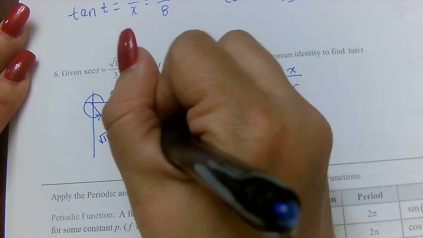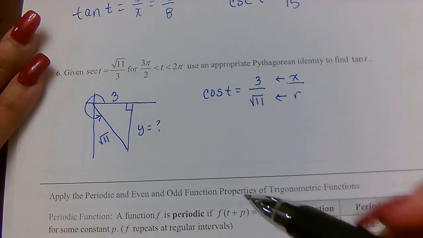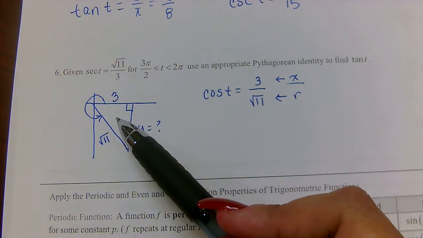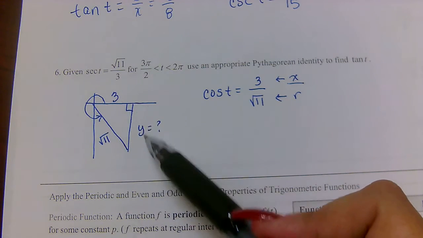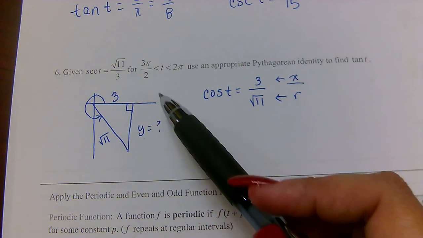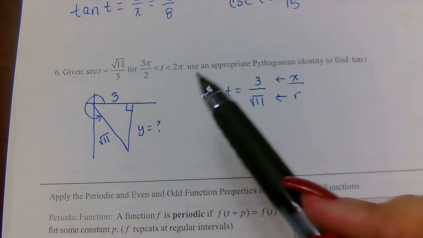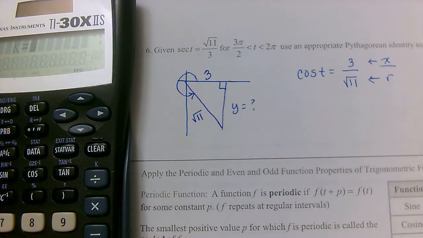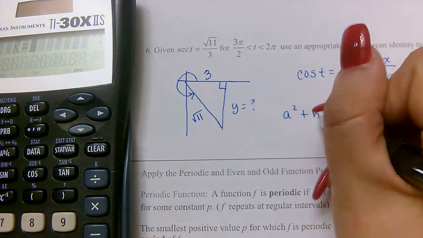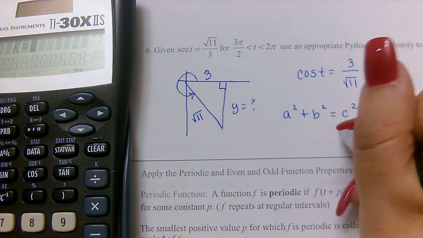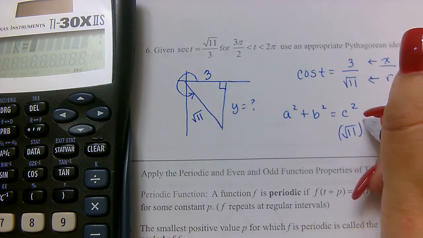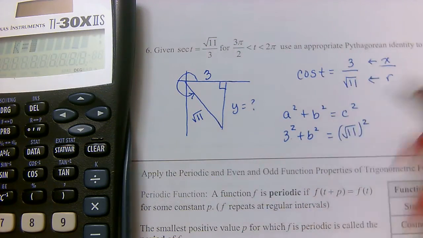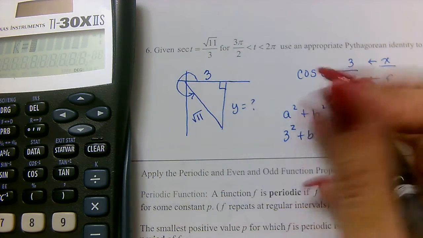Can we find our y value? Yes. Now, this is really important. Notice that if we're in quadrant 4, y has to be negative. So you can't forget those negative signs because it's going to make a difference. All right, let's go ahead and do this one. Okay, I have a squared plus b squared equal to c squared. Okay, c squared is the square root of 11 squared, a squared is 3 squared, plus b squared, same thing as y.